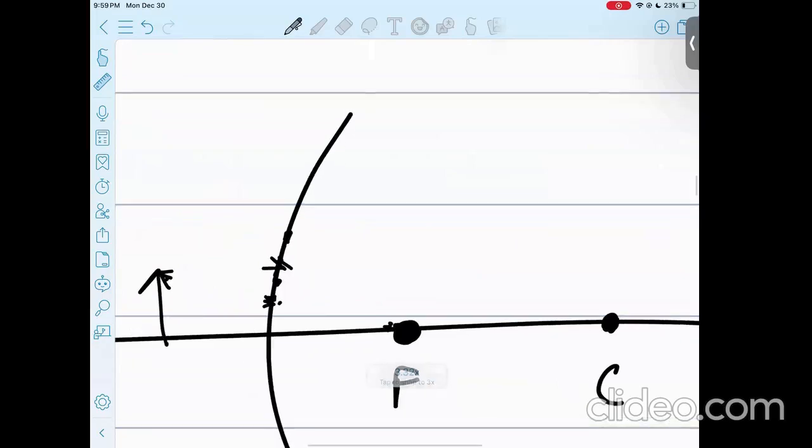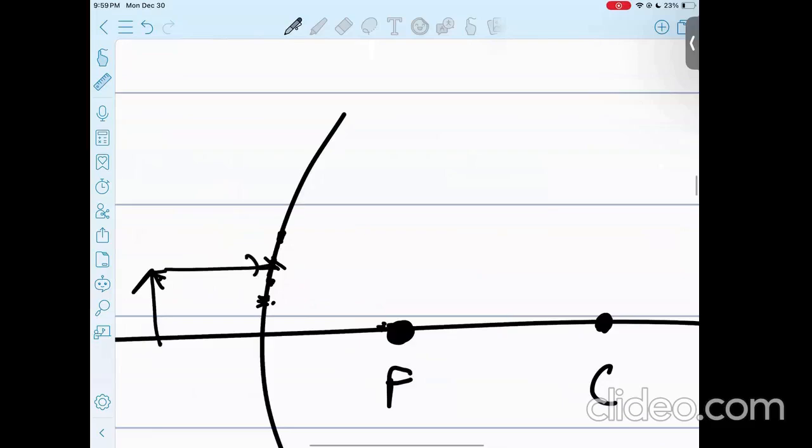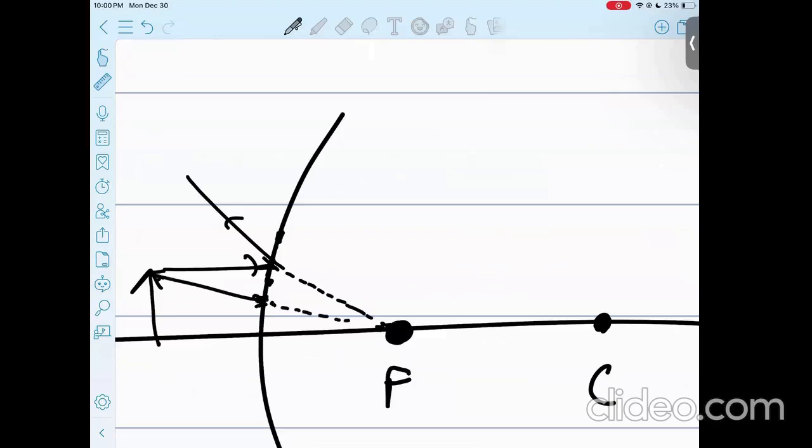So what's going on? We have the ray that's parallel to the axis. That one reflects back through the focal point. The focal point is on the other side. And so that one comes off like this. Next one, the ray that's through the focal point. This one reflects back parallel to the axis. So, ta-dum, ta-dum, ta-dum.